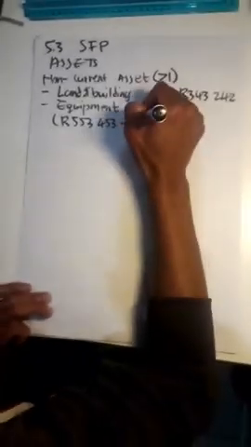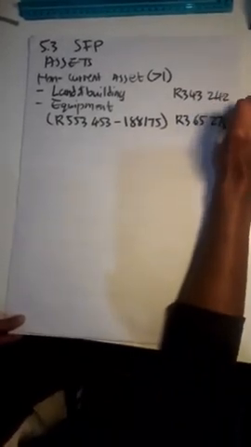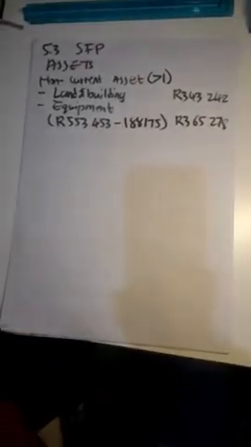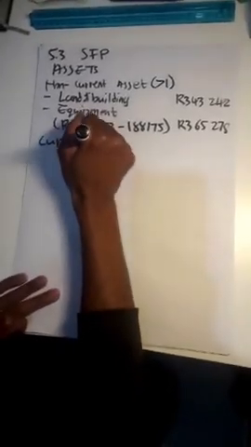So 188,175, right? And then how much do you get? You get 365,278. Are we fine? Now, when you add these two, do you have any current asset? No, it's only land and equipment. So when you add these two, you get your non-current assets. And then now I'm going to go to your current assets.